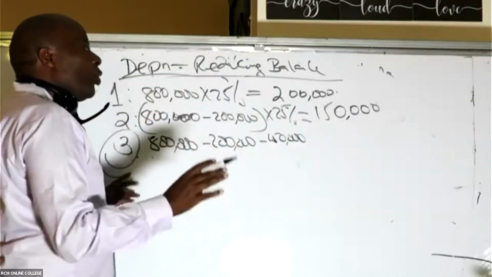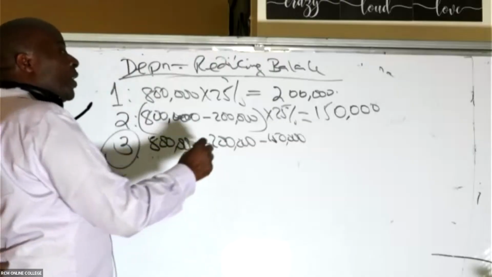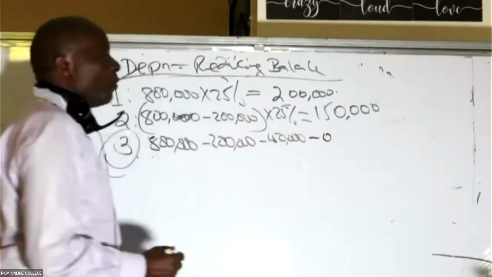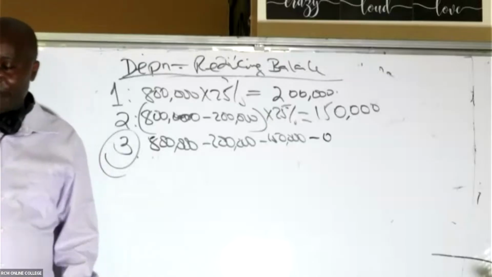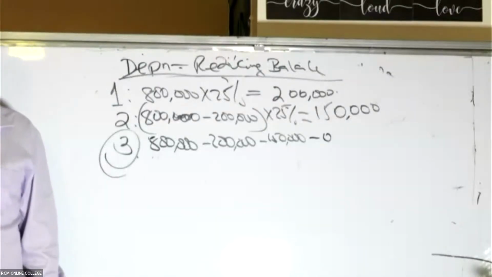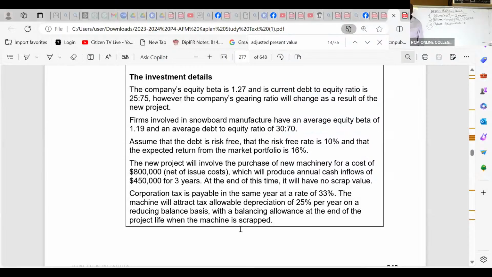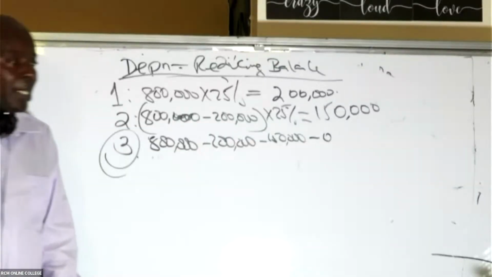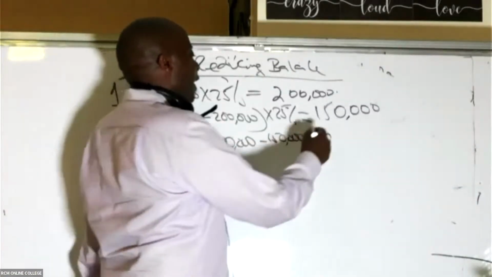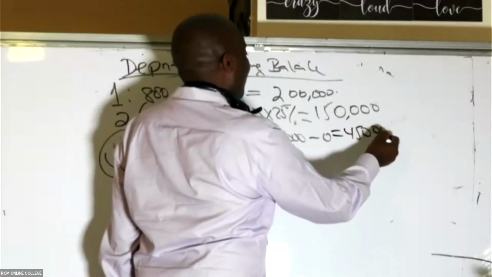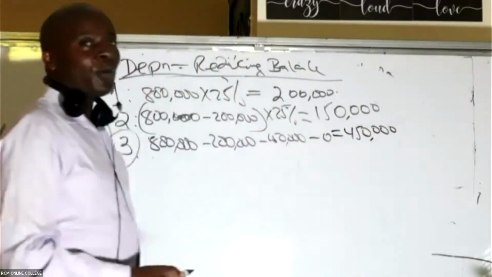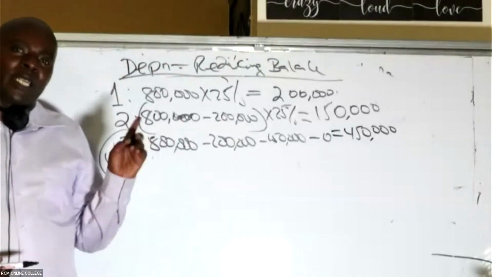Year 3, you don't apply the percentage, but you must always remember to deduct the scrap value, of which they told us here, it will have no scrap value, which gives me 450,000. Students, have you learned something here? Have you learned some new concept?